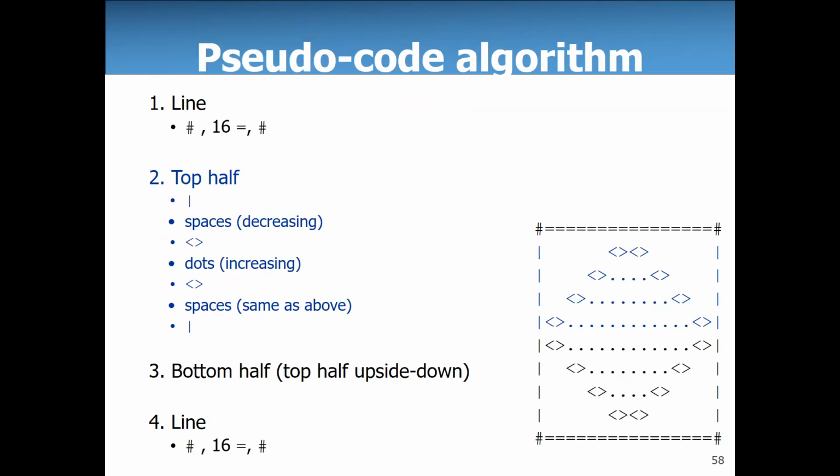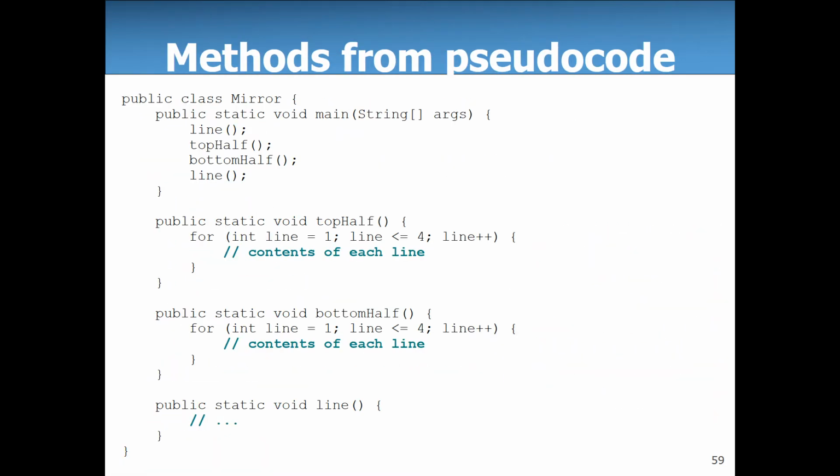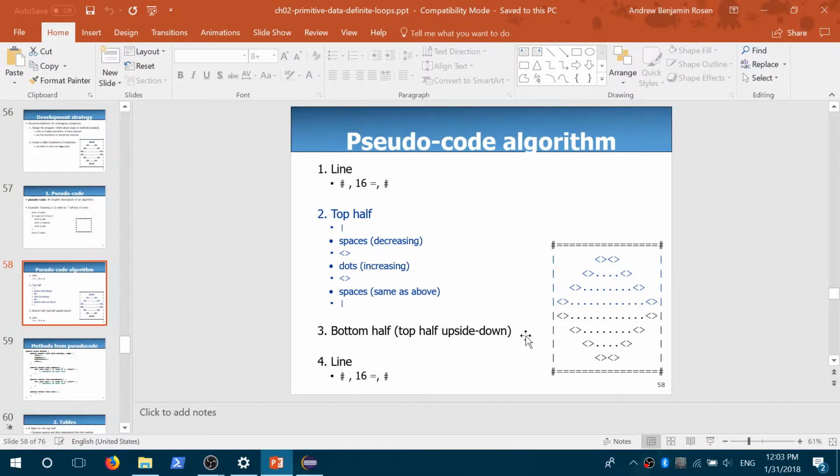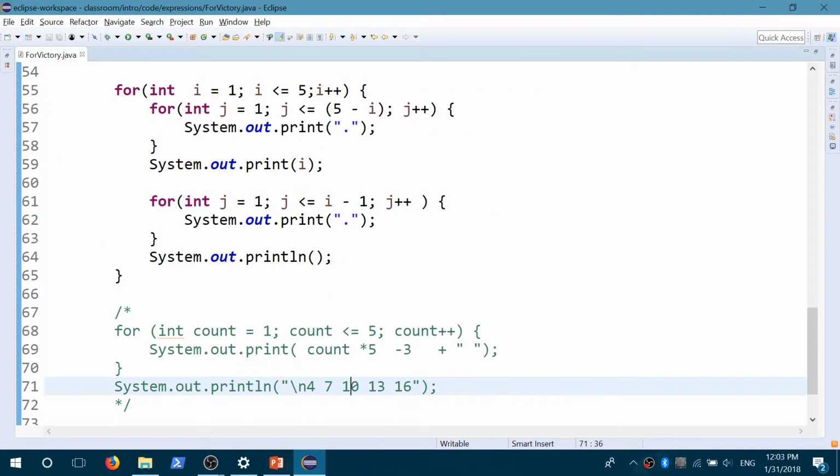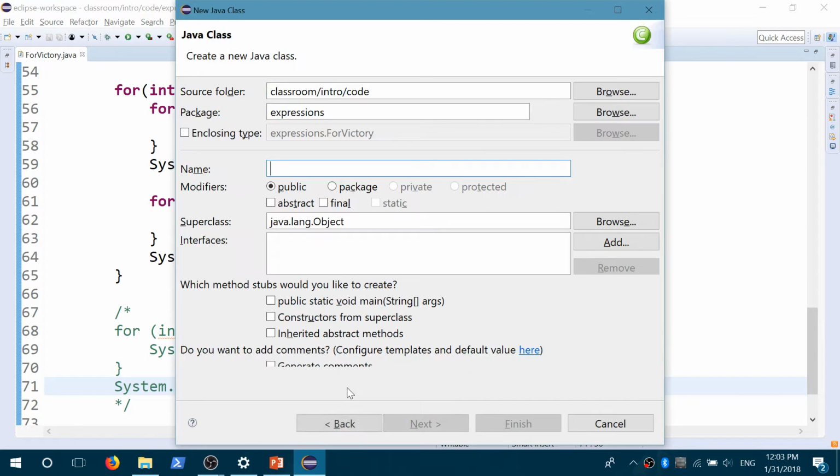So again, to figure out how to print this figure, we've got the top and the bottom, right? And then we need to figure out how to do the top half, which we kind of just went over. And then we figure out how to do the bottom half, which is just the top half done upside down. So let's go ahead and write a program that's going to do that.